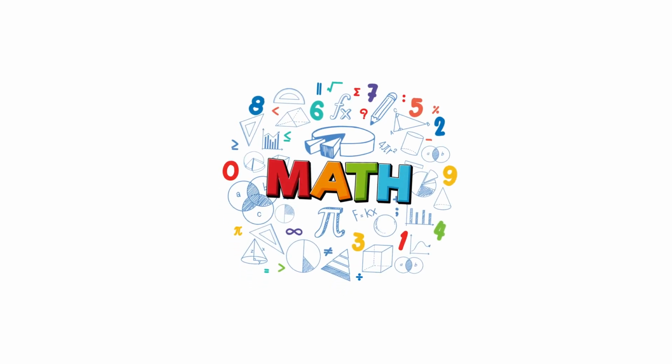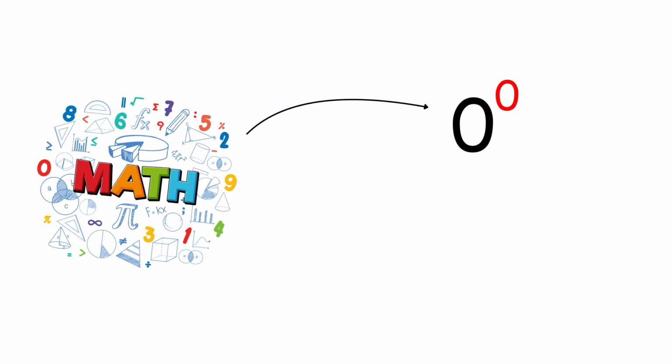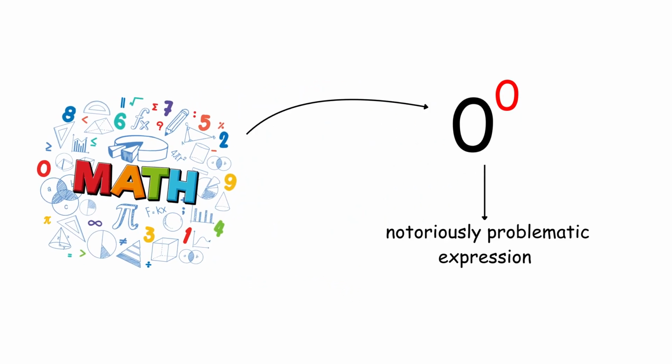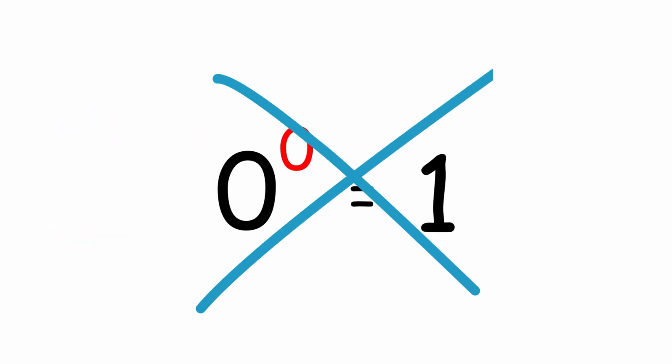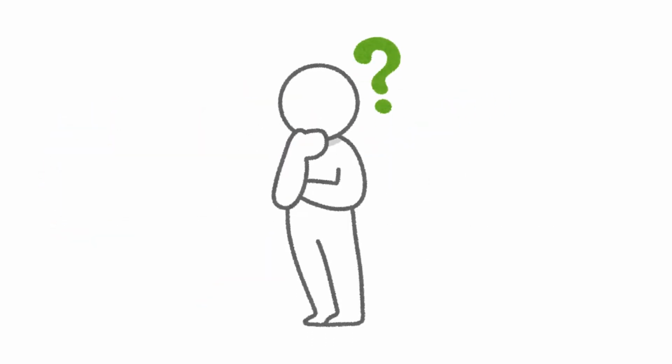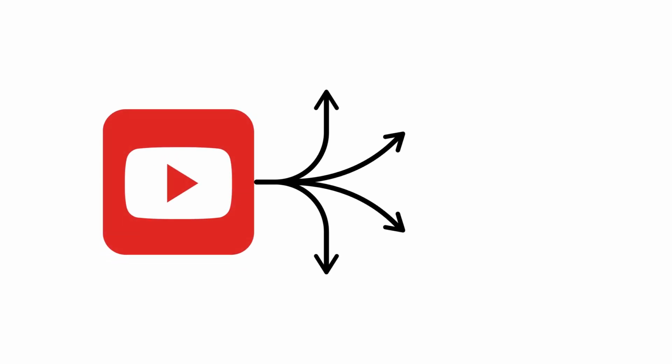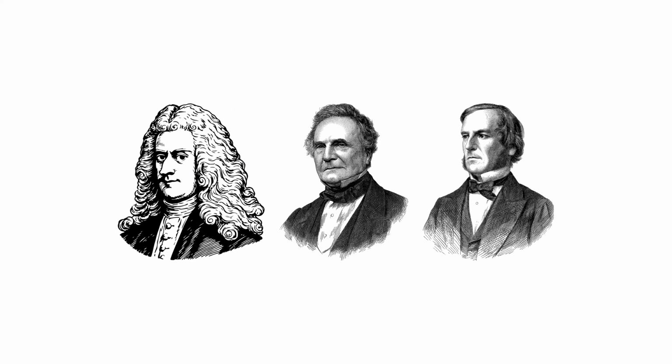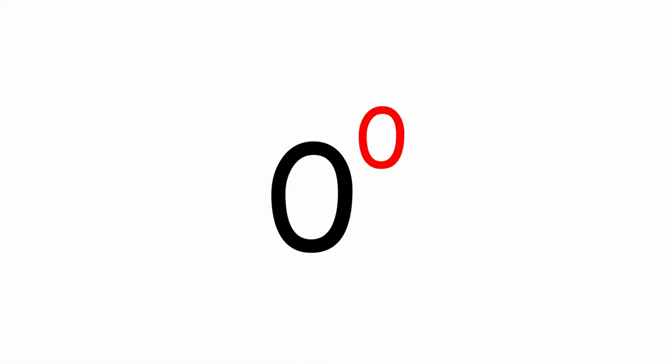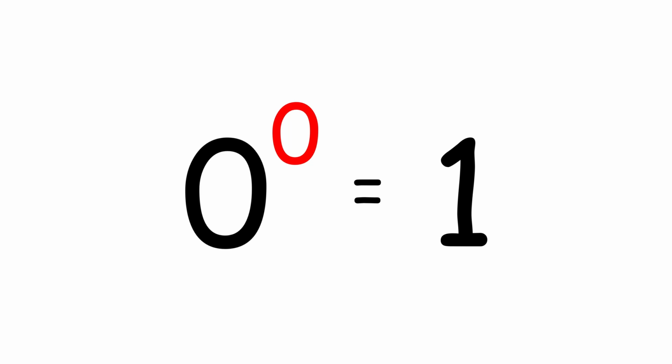Throughout mathematics, 0 to the 0th power is a notoriously problematic expression. Is this expression defined to have a value of 1, or is it not defined at all, having no mathematical meaning? This video will explore some contexts where mathematicians have found it useful to define 0 to the 0th power as having a value of 1.